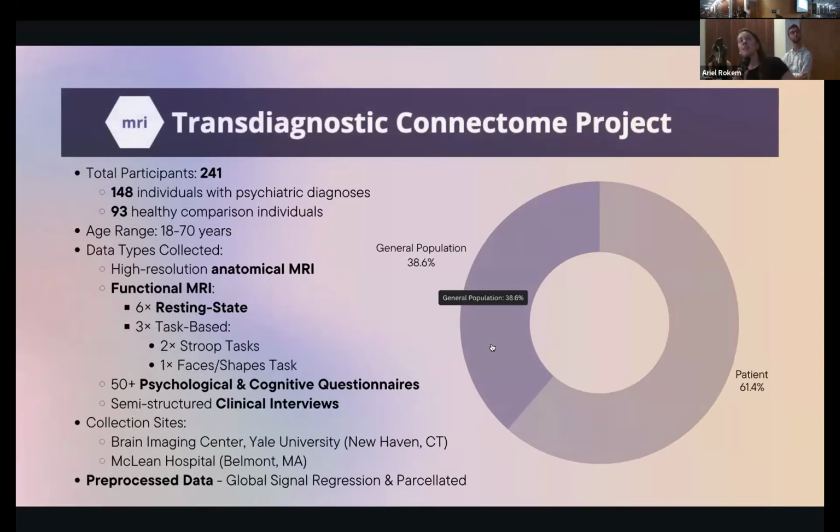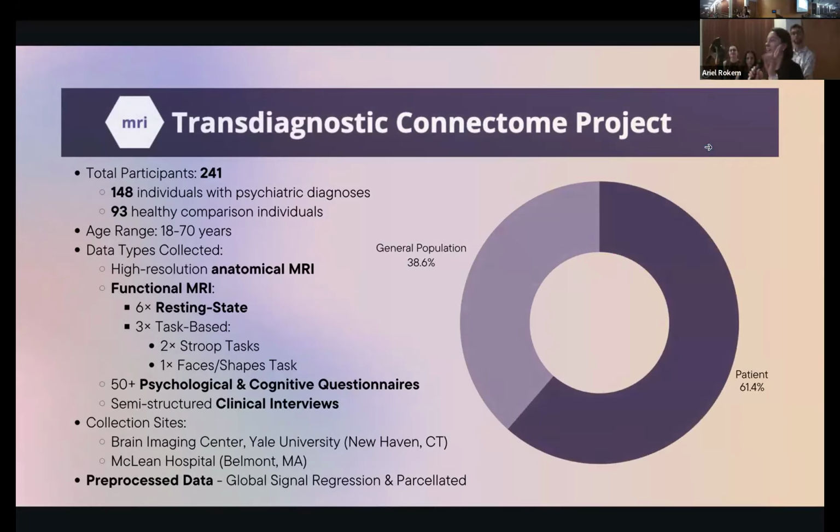Okay, so a bit about this data set. It had 241 participants. About 60% of that was patients, and about 40% was healthy controls from the general population. The age range was 18 to 70 years old, and it collected anatomical MRI data and functional MRI data, of which we focused on the resting state data. Additionally, we used the cognitive and questionnaires as well as clinical interviews. And then finally, you might be wondering why we chose such a small data set. This is because it offered pre-processed data, and that allowed us to hopefully explore the network connections better.